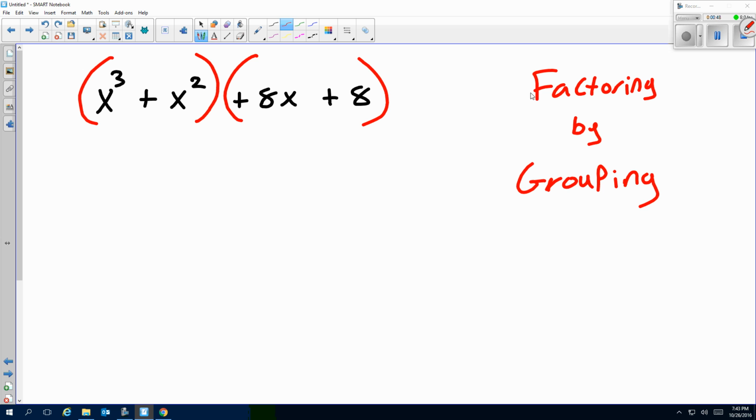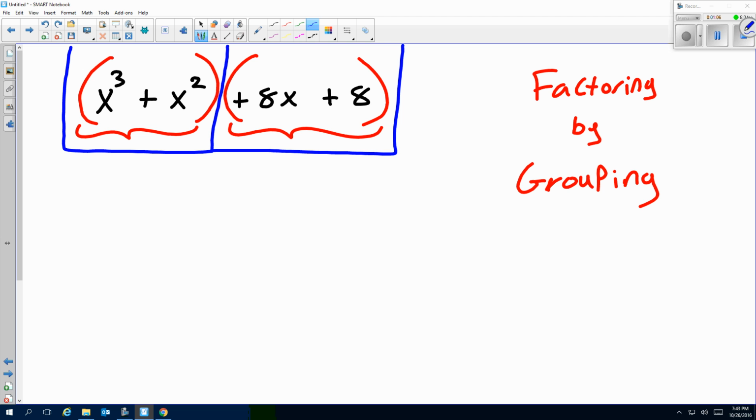Okay? I want to focus on this clump of terms, and I want to focus on this clump of terms. Now, when I look at these terms, I'm going to look at them solely and individually, okay? Like I'm not going to look at them together, I'm just going to look at them one by one. So over here, I have x cubed and x squared. Let's look at the greatest common factor between x cubed and x squared. Well, we realize they have an x squared in common. I divide that x squared out, I get x plus 1.